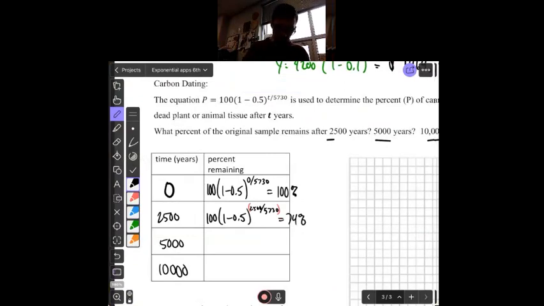Okay, I'm just going to do the rest of this. So 1 minus 0.5, 5,000 divided by 5730. 100 times 1 minus 0.5, 10,000. Watch that 10,000. Add too many zeros, not enough zeros. Really easy mistake to make.